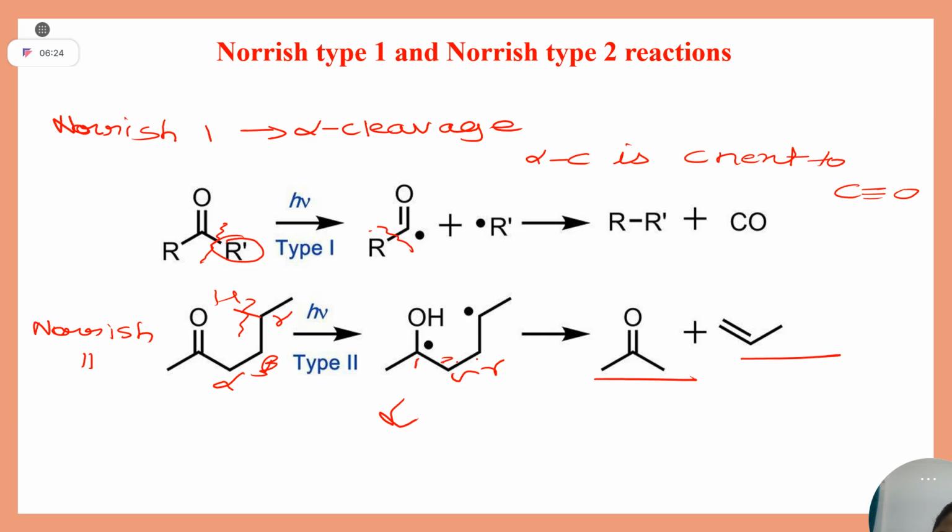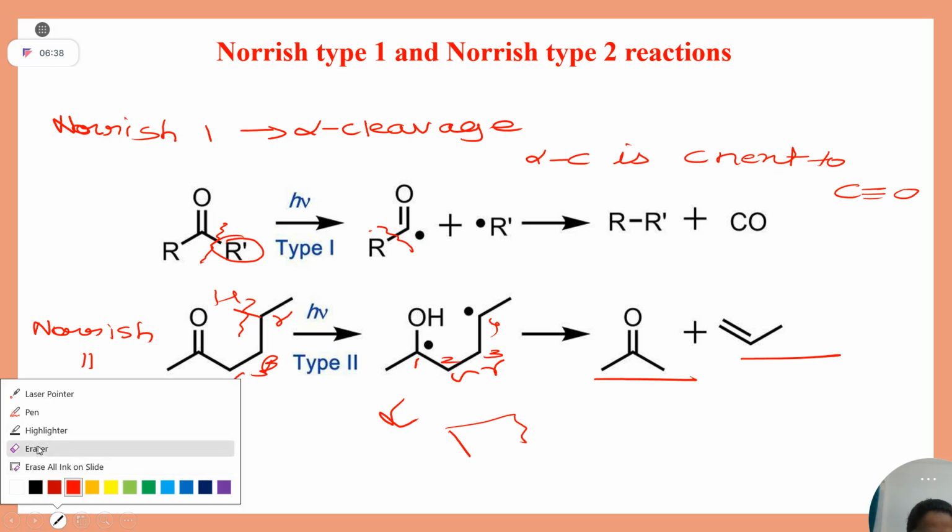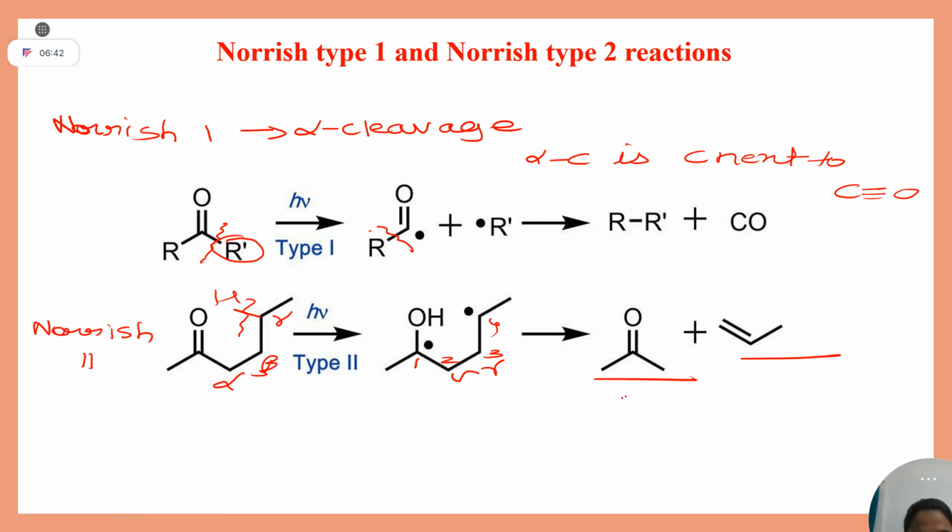This four-membered ring can form. One, two, three, four. Actually, the pen tab is not working properly. So on carbon number one a methyl is there, one OH is there. Then two, three. And on the fourth carbon, one methyl is there. This is also a possible product in your Norrish type 2 reaction. Clear?